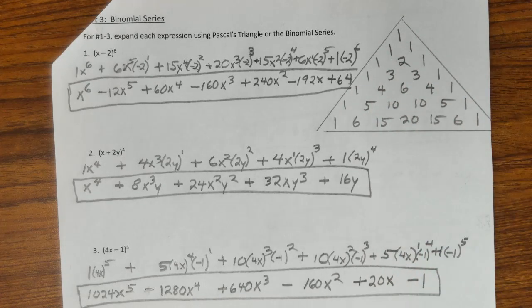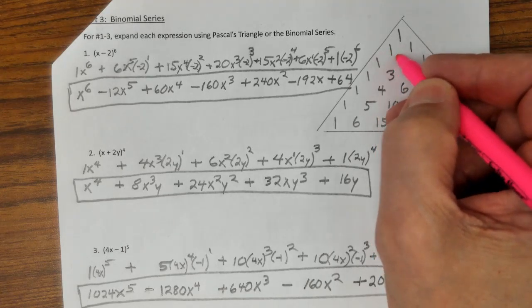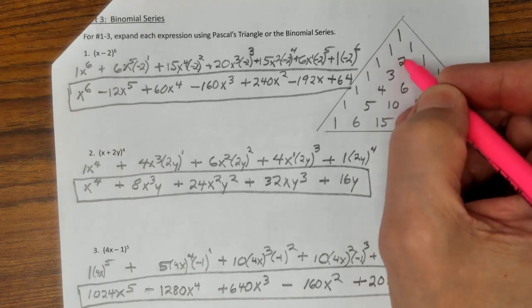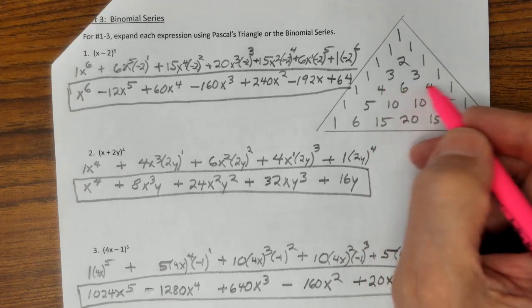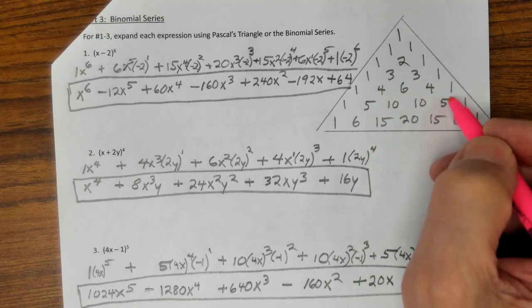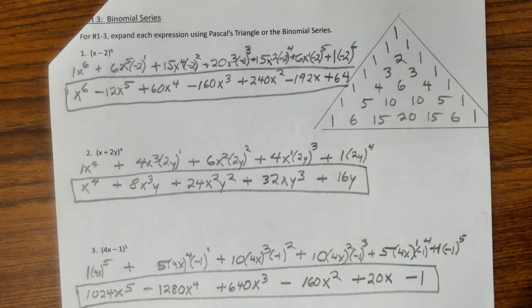One's on the outside. And then, of course, every number is generated by adding the diagonal numbers ahead of there. 1 and 1 is 2. This 10 comes from the 4 and the 6. This 5 comes from the 4 and the 1, etc. So it's easy to build. And you just go out to the 6th row or maybe the 7th.